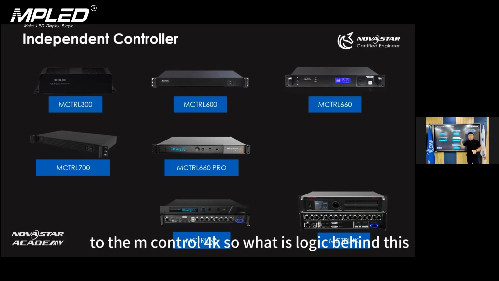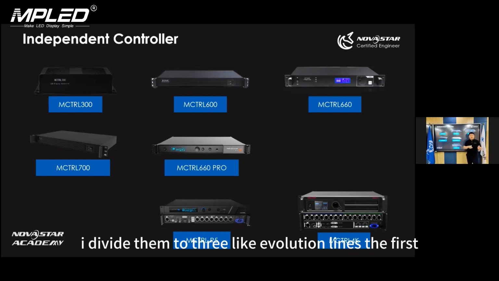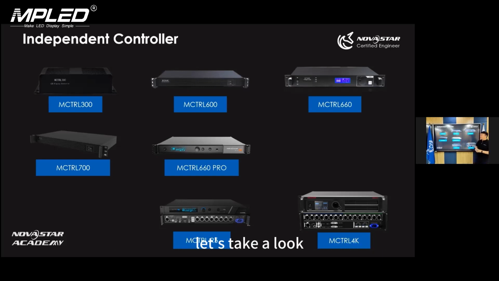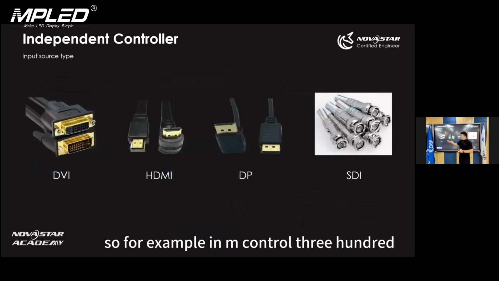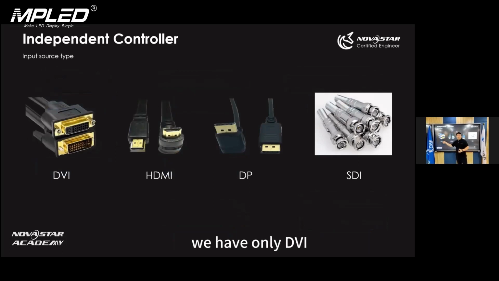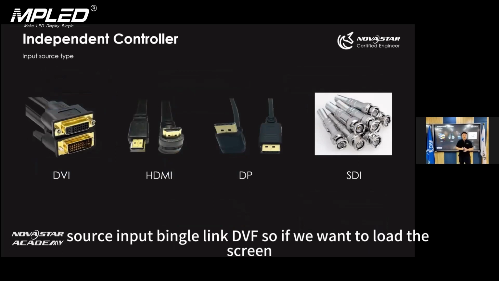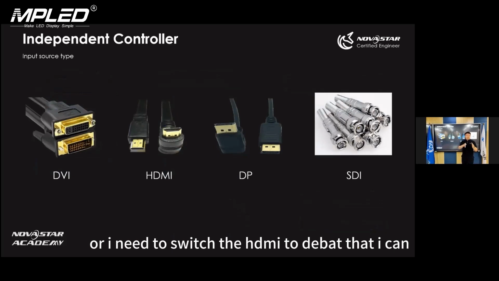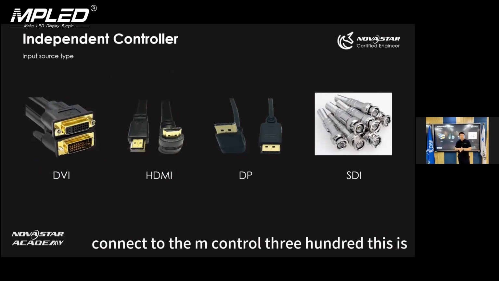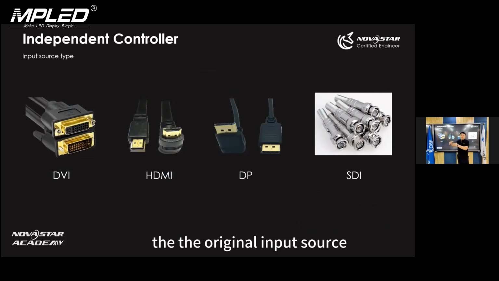So what is the logic behind this? I divide them into 3 evolution lines. The first, let's take a look: the input source type. For example, the M Control 300 has only a DVI source input, single link DVI. So if we want to load the screen, I need to provide a DVI input, or I need to switch the HDMI to DVI, then I can connect to the M Control 300. This is the original input source.